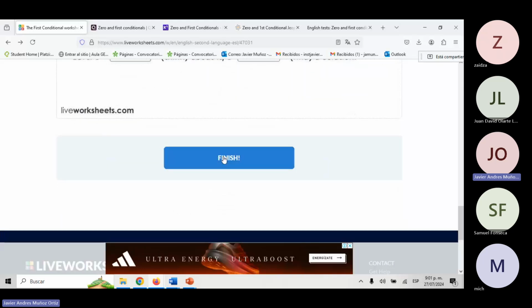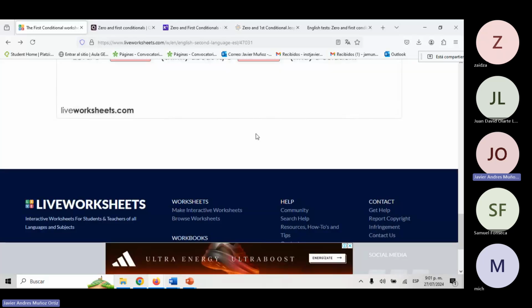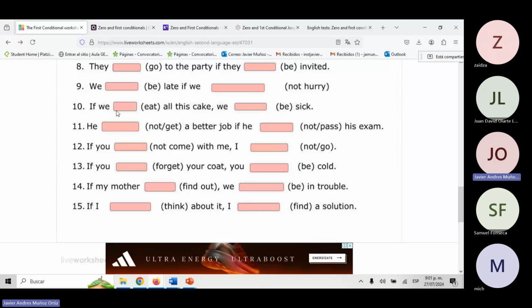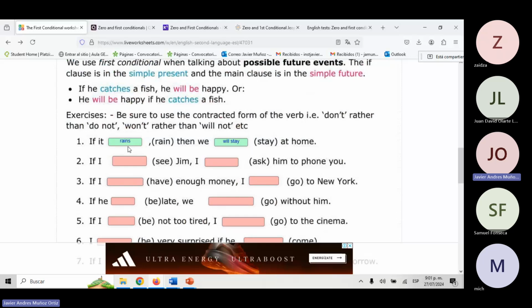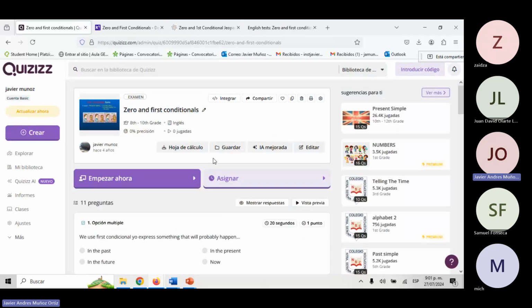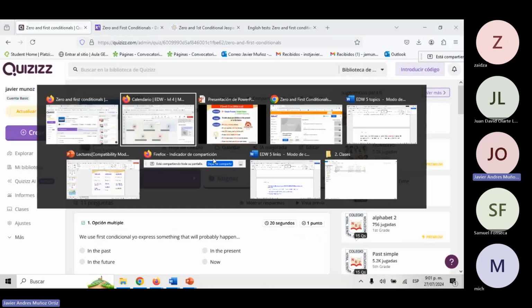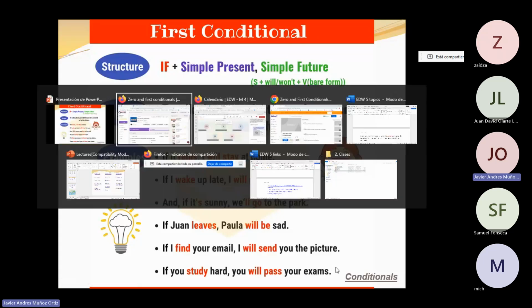Go down and click in finish, click in check my answers, and if you have a red button, it's because you made a mistake. If your answer is highlighted in green, it's because you did it well. Okay, this is the third exercise for you to do it at home. Not yet, because it's not time yet. And let's finish with the last exercise.